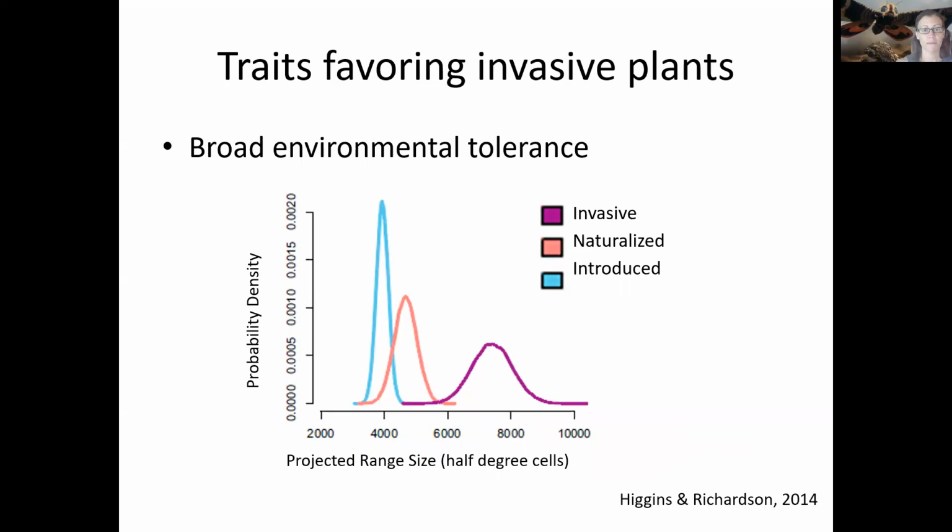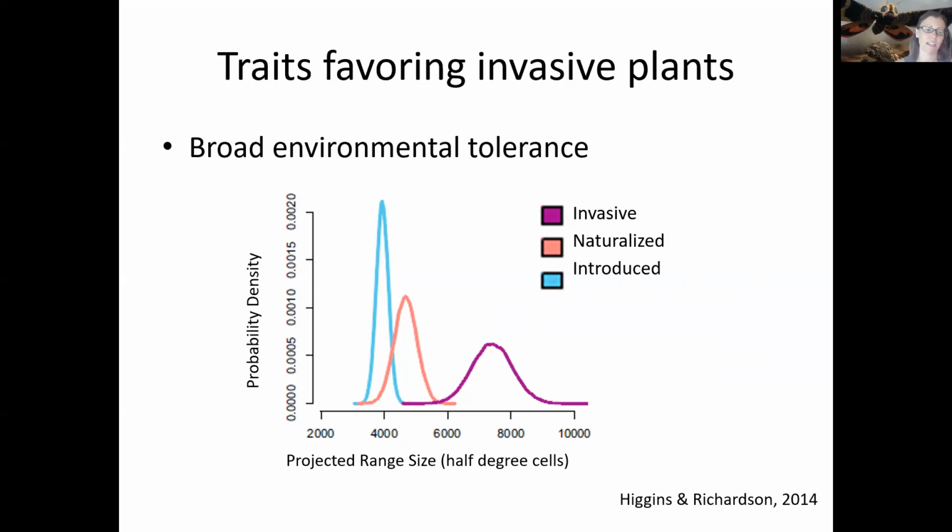Another trait that favors invasive plants is broad environmental tolerance. This is from a paper that compared a bunch of species from the same genus or family, looking at close relatives: which ones were introduced but not naturalized, which were naturalized but not invasive, and which were all three, introduced, naturalized, and invasive. The purple one, the invasive one, is much to the right.